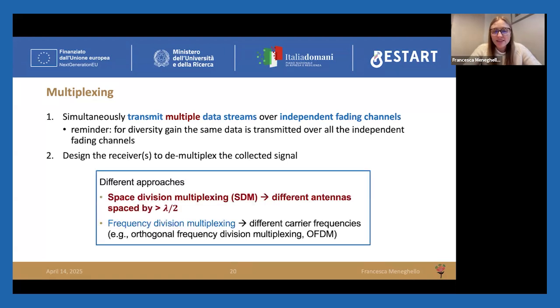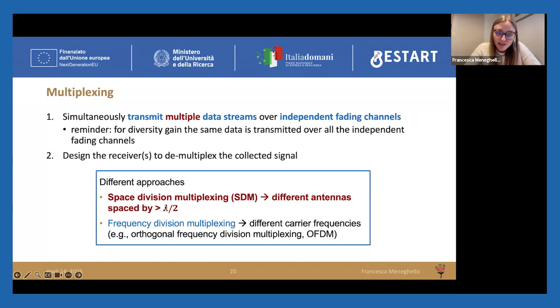Again, also in this case, multiplexing can be implemented in the space domain with space division multiplexing, by creating independent fading channels by spacing the antennas by more than the wavelength divided by 2, but it can be implemented also in other domains, for example, in the frequency domain. An example is orthogonal frequency division multiplexing, or OFDM, where the available bandwidth is divided into small sub-channels, and we are transmitting different OFDM samples in each sub-channel.